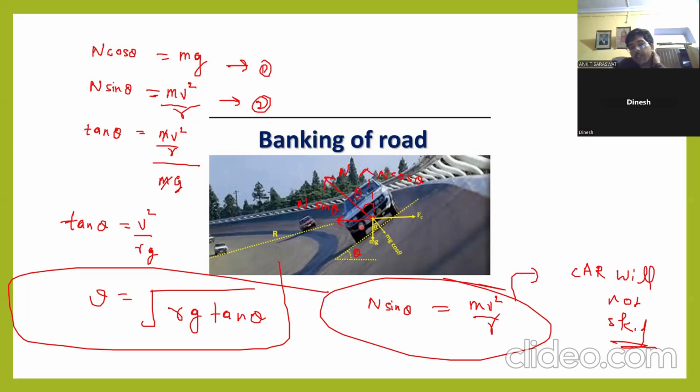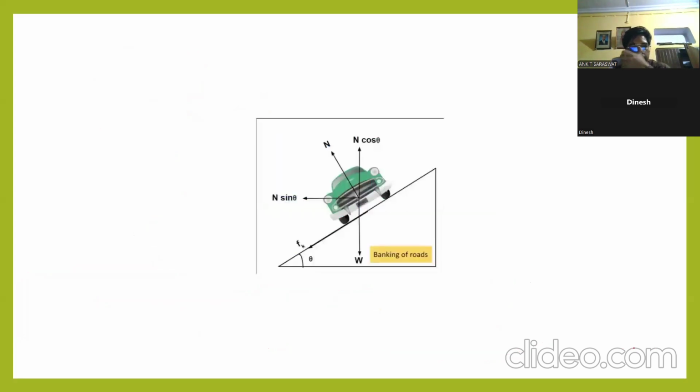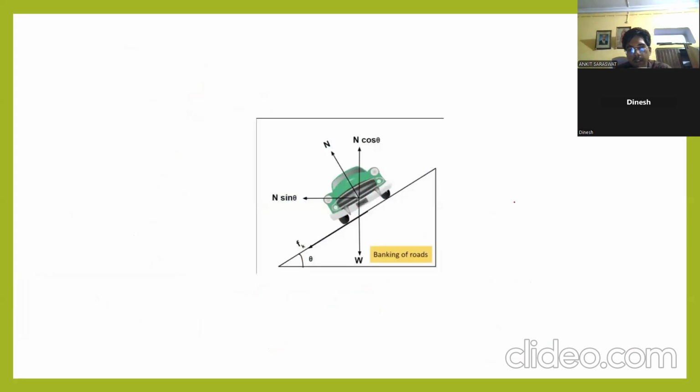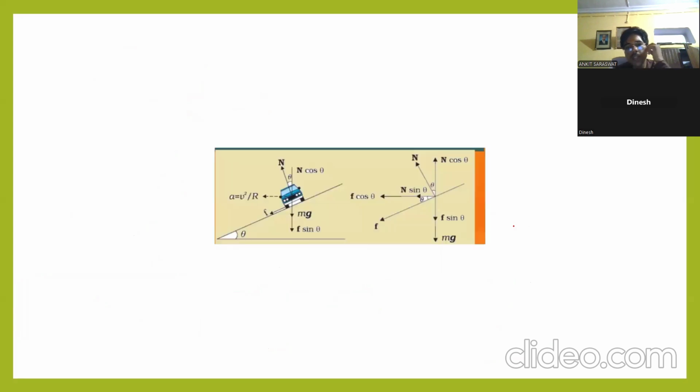That is the benefit of banking. But it is not possible that there is a road with no friction. Friction will be there. Like this, banking. Clear? This is your car, normal, N cos theta and N sin theta. Clear? And this is friction. Let us suppose there is friction. This is the friction.